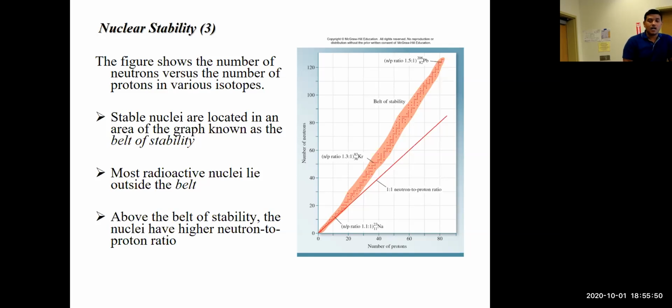Any element that is not found in this belt of stability is an unstable isotope of that particular element. That's all you need to know about nuclear stability.